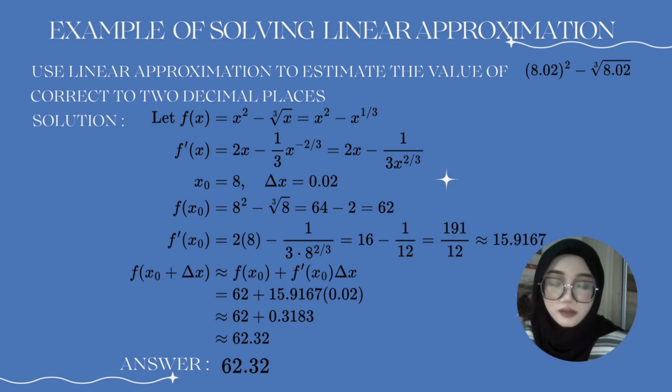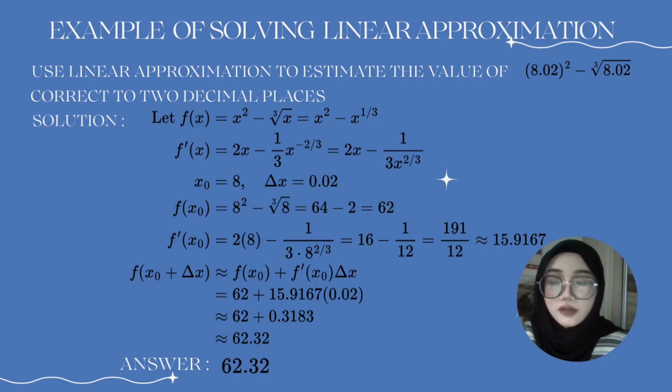We differentiate each term, where the derivative of x to the power of 2 is 2x. Meanwhile, the derivative of x to the power of 1/3 is 1 divided by 3 times x to the power of negative 2/3. So the derivative is f prime of x equals 2x minus 1 divided by 3 times x to the power of 2/3. We choose the number 8 as our linearization point because 8 is very close to 8.02 and it has easy powers and roots. The change in x is called delta x. Delta x equals 8.02 minus 8, which is 0.02.